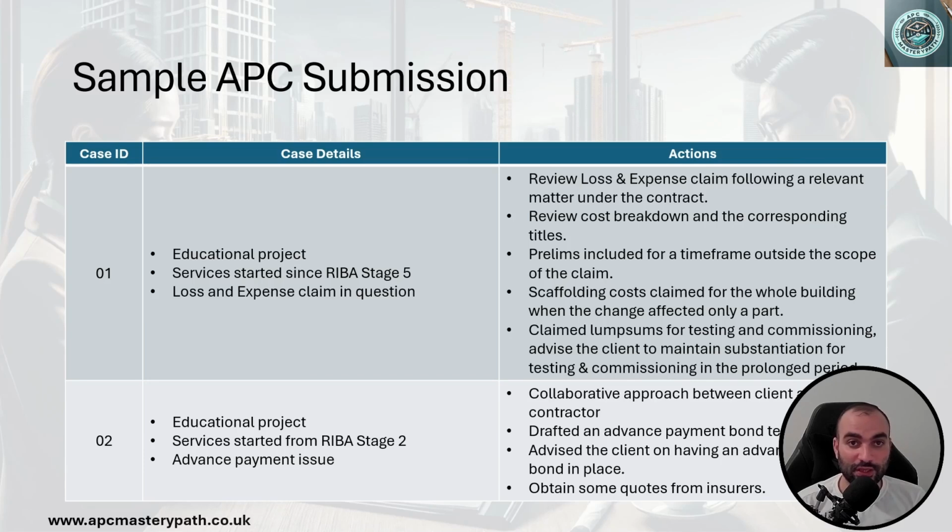And that's what you could see in the first example. Loss and expense claim, which is deeply scrutinized. Some of the items were excessively claimed by the contractor when they shouldn't, such as the scaffolding, and also the commissioning and testing, they were claimed as a lump sum item in the prolonged period when there should have been a proper breakdown, not just a provisional sum or a lump sum item. And in this specific example, the contractor was claiming for preliminaries even after the prolonged period, which doesn't make any sense because that is double counting of resources and consequently more time and more money.